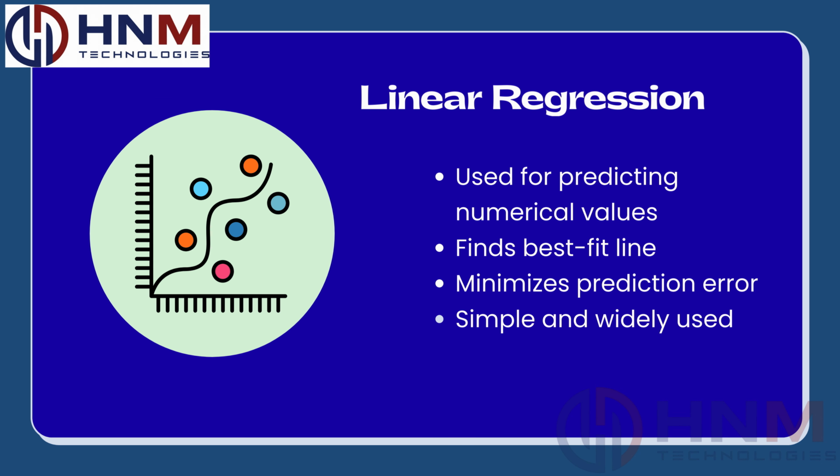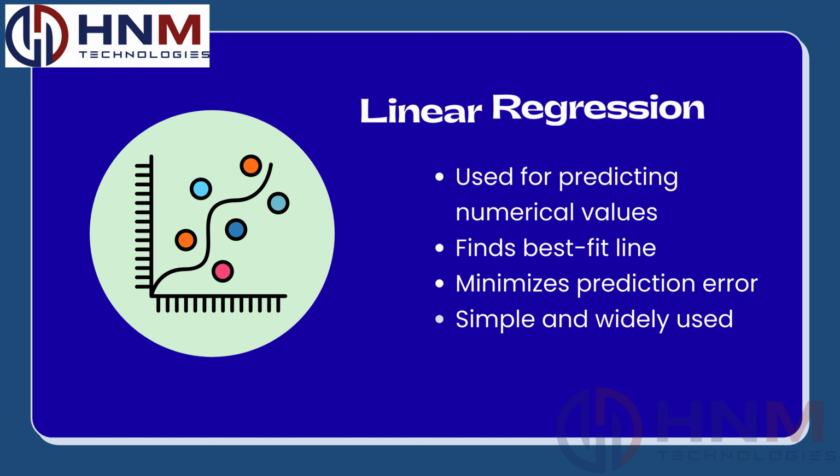Linear regression is one of the simplest supervised learning algorithms. It is mainly used for regression problems where we predict numerical values. The algorithm finds the best-fitting straight line that represents the relationship between input and output. For example, predicting house prices based on area. It is simple, fast, and easy to interpret.